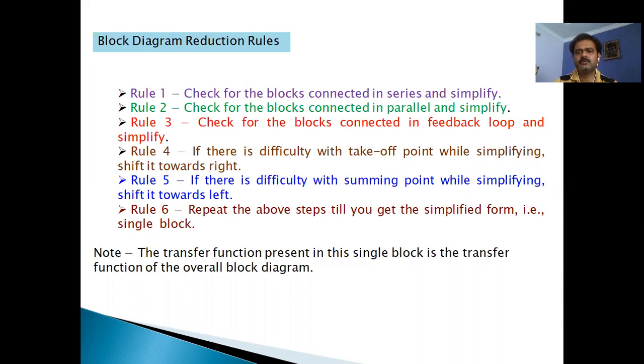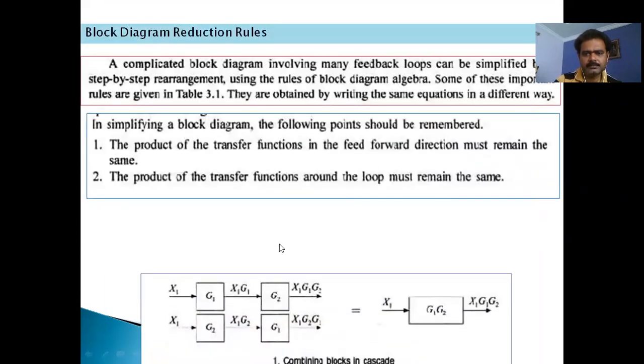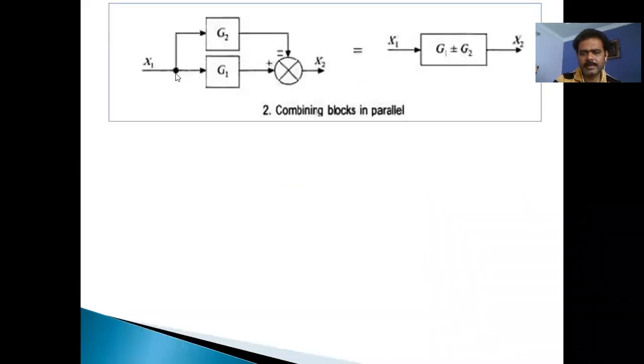Second step, we have to check if there are any parallel connections. Parallel connection means before the block there should be a takeoff point, and after the block we get a summing point. So like this is called a parallel connection. Before the blocks, a takeoff point, and after these blocks, one summing point.